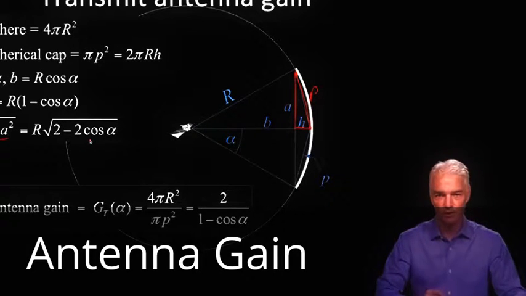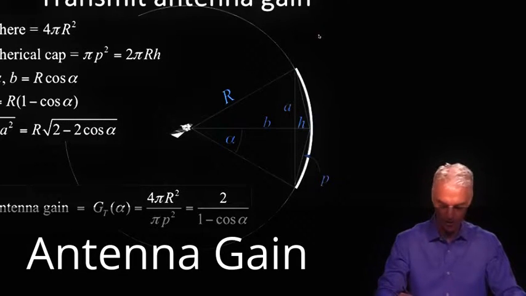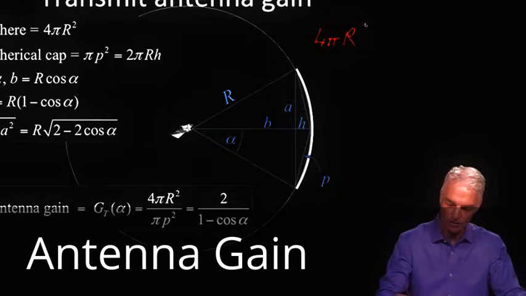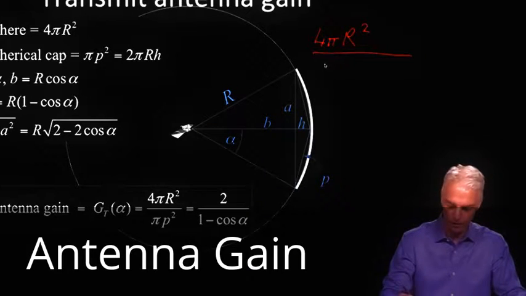Now we've got everything in terms of alpha, and we can write out our gain. We'll do it up here so you can see how nicely it simplifies. The gain is the ratio of the entire sphere, 4 pi r squared, over the spherical cap, which is pi times p squared.